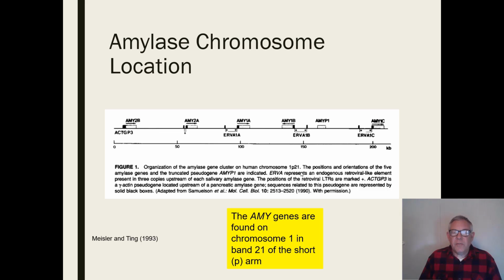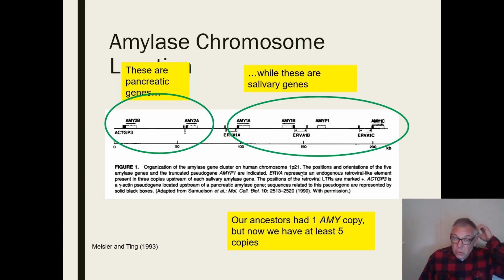And so this is from a couple of the papers that studied this. And this is just kind of a diagram of where these genes are on the chromosomes. On chromosome 1, band 21 of the short arm. And so you can see several copies of the gene. Two of these copies are pancreatic, and so they're expressed in the pancreas. That's where they're transcribed and translated. But then other copies are expressed in the salivary glands, and so they get transcribed and translated in your saliva.